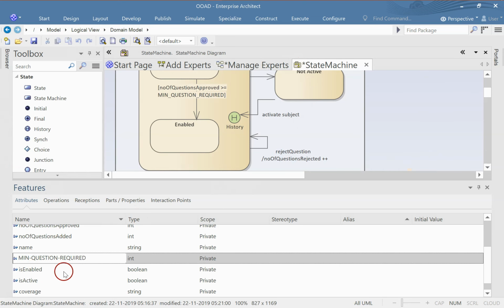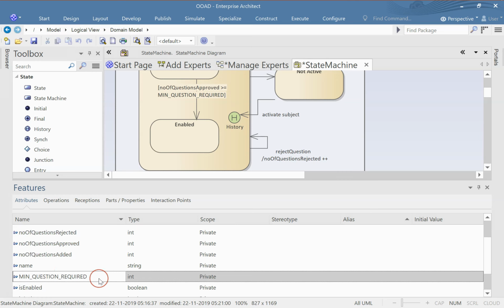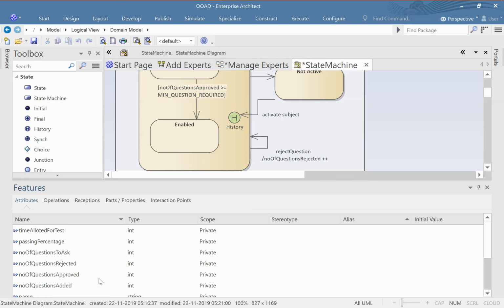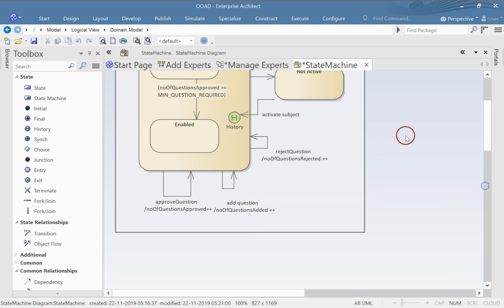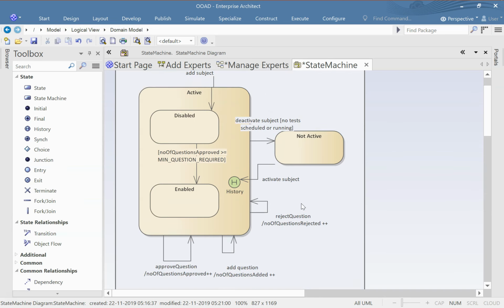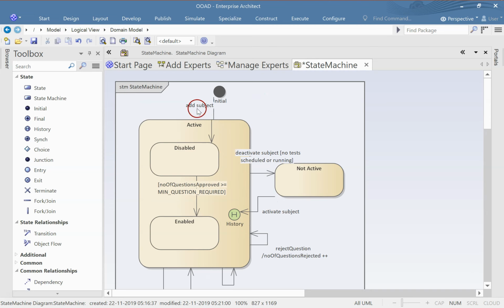This should be underscore. As far as possible, be consistent. Number of questions added, number of questions rejected, all that is there. Okay, anything else that we can think of? So when he adds a subject, the subject gets added. No condition is required for this.